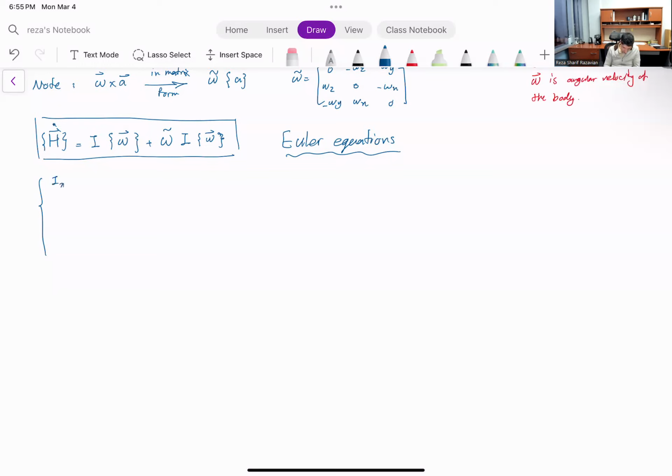So it's going to be Ixx omega dot x plus Ixy omega dot y minus omega z omega x plus Ixz omega dot z minus omega x omega y plus Izz minus Iyy omega y omega z plus Iyz omega squared y minus omega squared z.